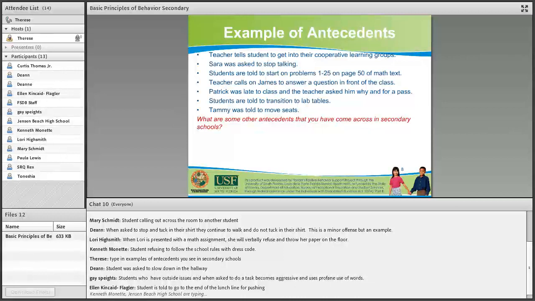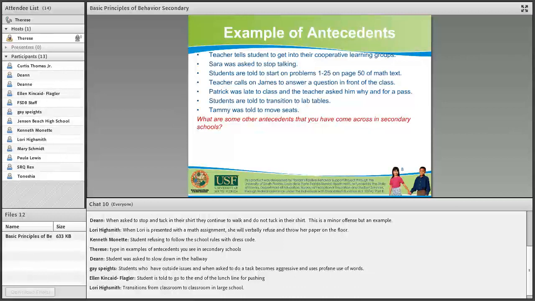And actually, Ellen, I might imagine another kind of antecedent that you might see in that situation. Maybe the antecedent is that students are standing very close to one another and you don't really have a very straight or cohesive line. That might be an antecedent for the pushing behavior in the first place. All right, Lori's typing in transitions from classroom to classroom in a large school. Now, Lori, I would look at trying to be even more specific with that. What is it about the transitions? Is it when that bell rings? Is it when the hallways are crowded?